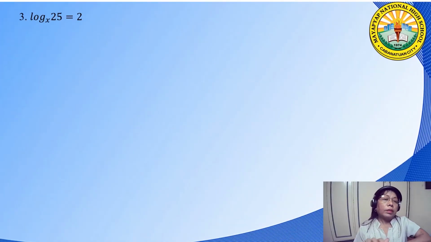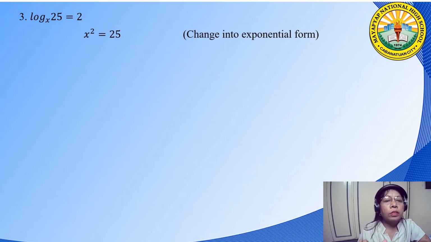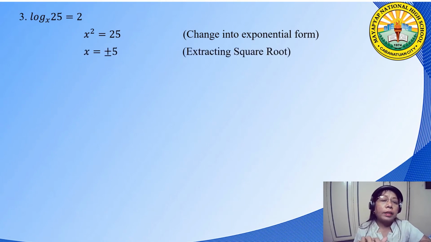Number 3 example, logarithm of 25 to the base x equals 2. This time the base is unknown. So first step is to change the logarithmic form into exponential form. So the base is x, the exponent is 2, equals the power, which is equal to 25. So we have to find the square root of 25, and that is x equals positive or negative 5.